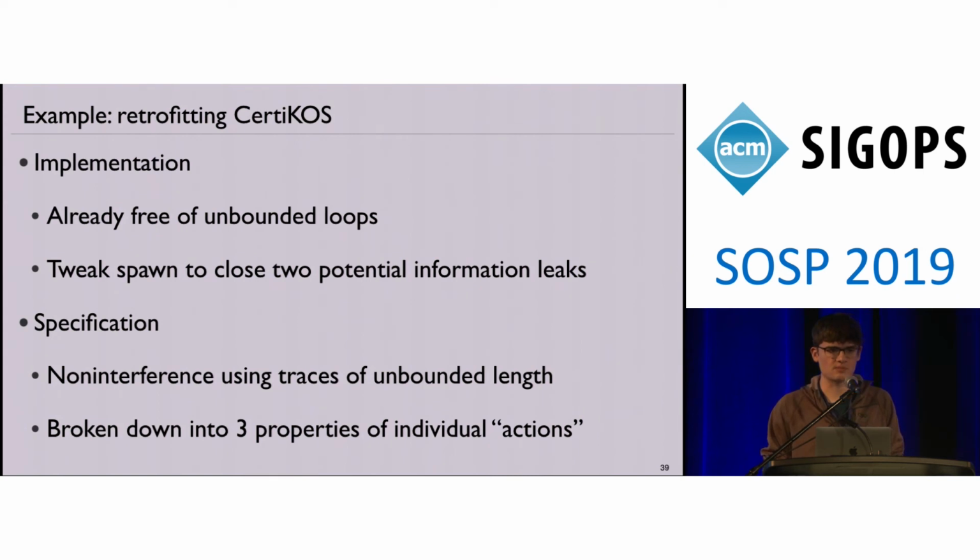For the specification, Certikos' original specification uses a definition of non-interference that's phrased over traces of system events of unbounded length, which is not expressible in the first-order logic that Serval uses. However, Certikos' original verification efforts proved this non-interference by breaking it down into 3 individual properties that hold over 1 action at a time. Together, these properties imply non-interference, and each of them is expressible in Serval, and so we reuse these 3 properties as our top-level non-interference specification.